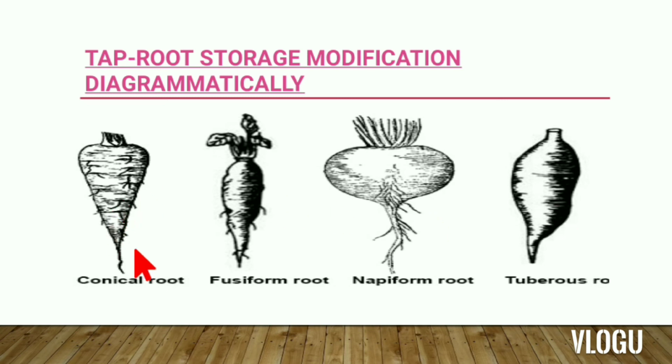So this is the striking difference which shows in the form of a diagram or the picture. See, this is conical, which is cone shaped. The next one is fusiform, where both the ends are tapering like a spindle. This is the napiform, bulbous, spherical. This is irregular or tuberous root.